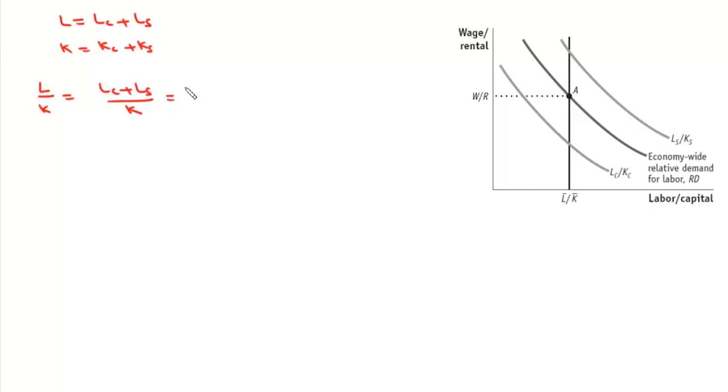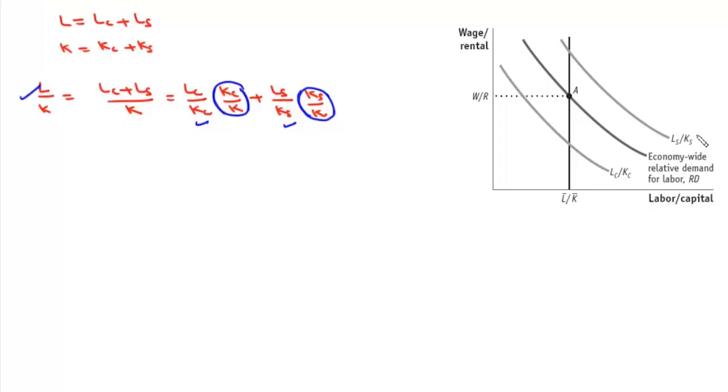Now, we can also write this as LC upon KC into KC upon K plus LS upon KS into KS upon K. So basically this relative supply of labor is a weighted average of relative supply of labor in computers and relative supply of labor in shoes. Now we'll use this relation to determine home wage upon rental.